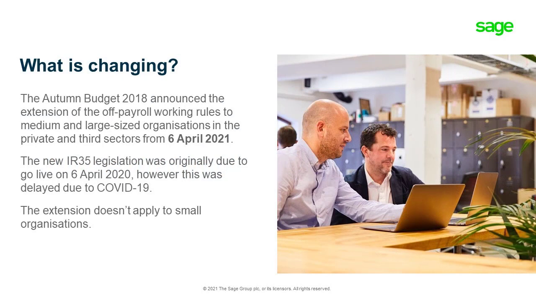The Autumn Budget 2018 announced the extension of the off-payroll working rules to medium and large-size organisations in the private and third sectors from the 6th of April 2021. The new IR35 legislation was originally due to go live on the 6th of April 2020. However, this was delayed due to COVID-19. The extension of the rules doesn't apply to small organisations.